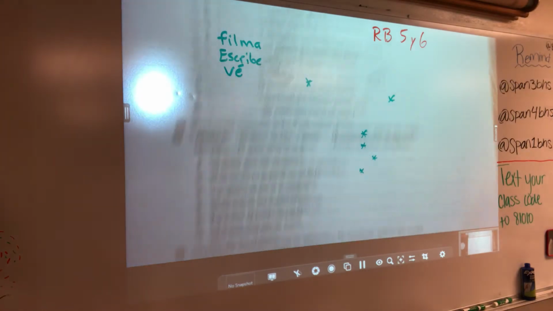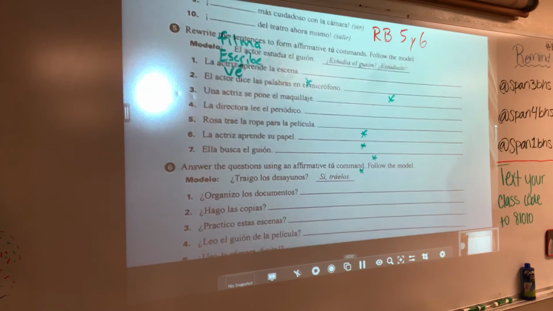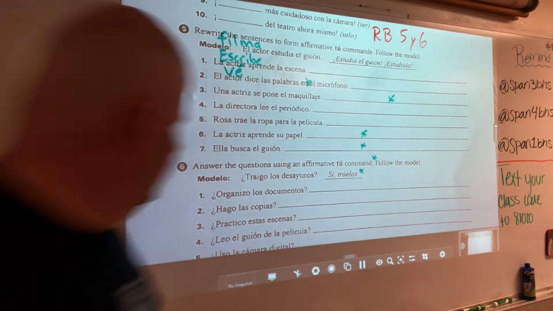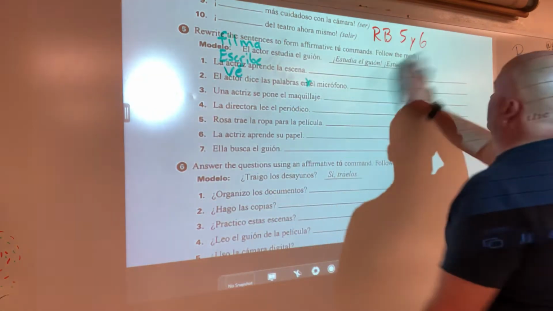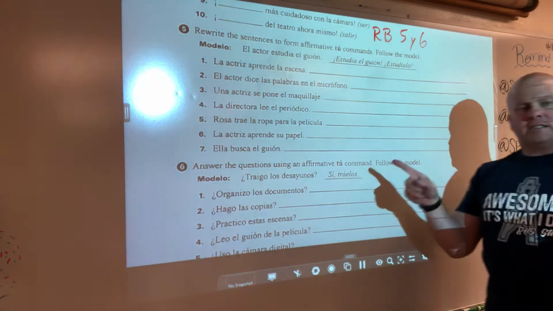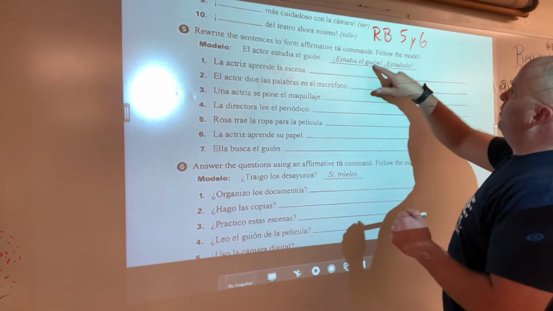Actividad 5 y 6. Okay, this one not only wants you to do the tú form, but it also wants you to attach the pronoun, okay? So we'll do it two ways.